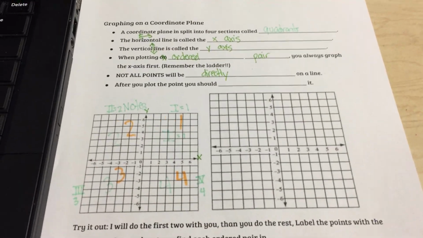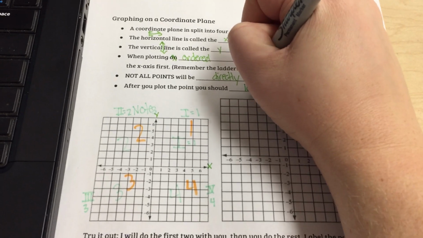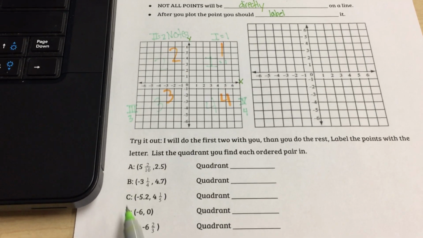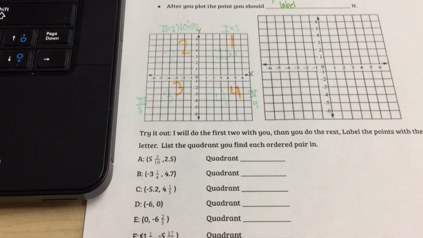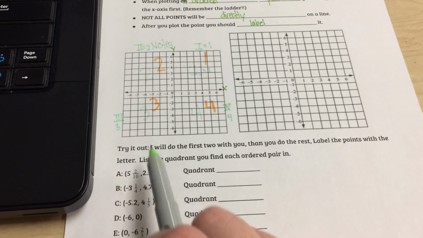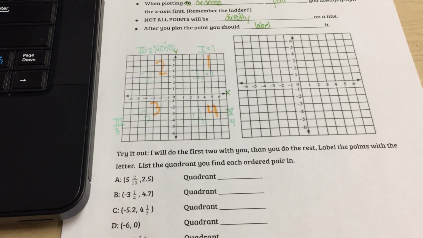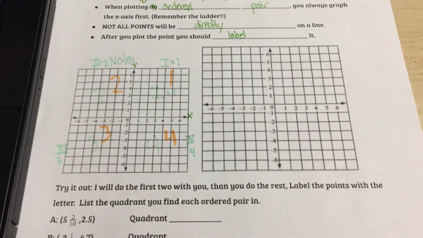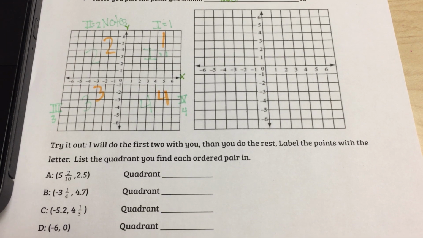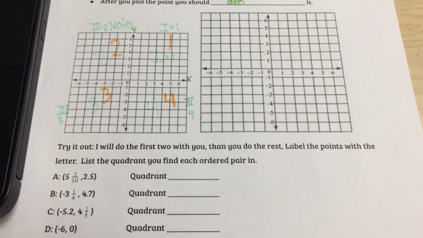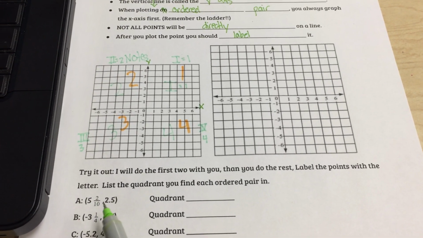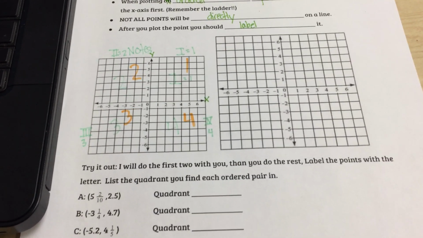After you plot the point, you should label it. If they don't give you a label, like today we got labels to use like A, B, C, D, E, F, G, you should just put the ordered pair over the top of it. For an example today, I'm going to do the first 2 of these with you, and then you're going to do the rest. Our job is to label the points with the letter and list the quadrant in which we find each ordered pair.